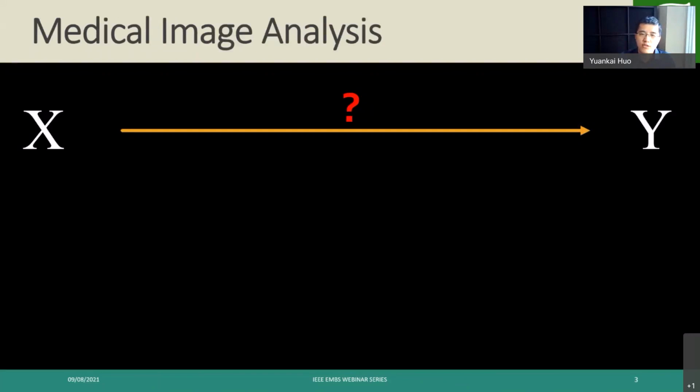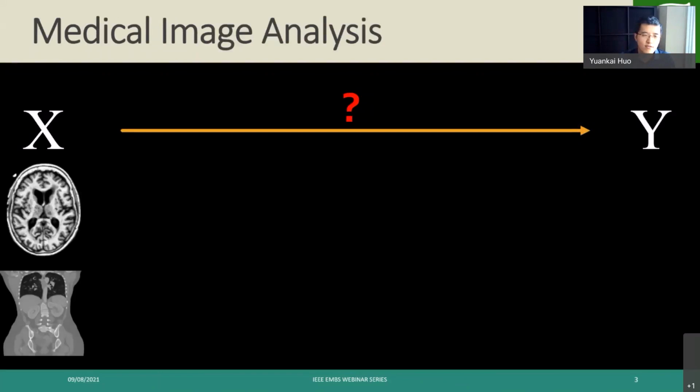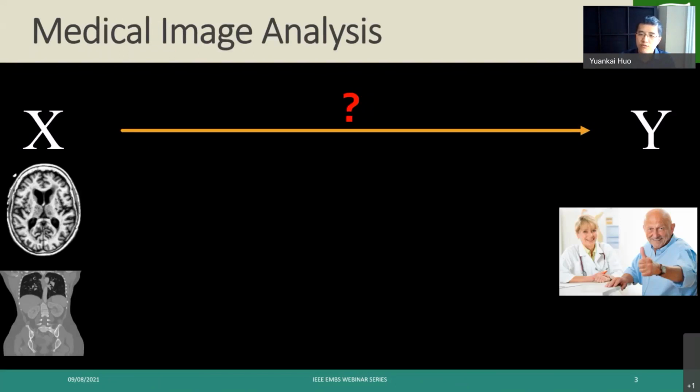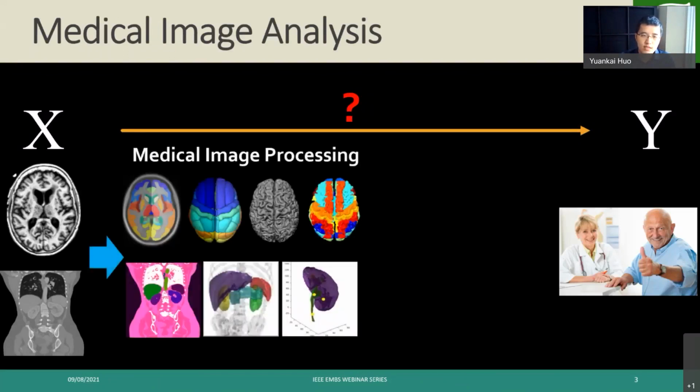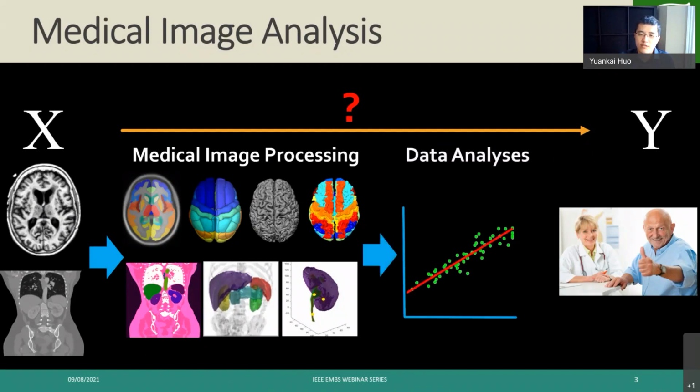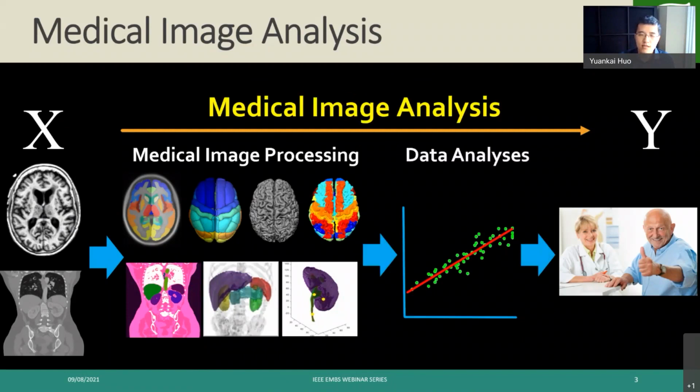So my field is medical image analysis. This is kind of an X-to-Y philosophy. What we get is typically X, some qualitative images, and we want to associate the image with some clinical outcome, which is Y. In the middle, we typically have two steps. One is called medical image processing, which is to extract the features and quantitative information. The second step is called data analysis. After we extract the biomarkers, we can associate the biomarkers with the outcomes. The entire process we call medical image analysis.